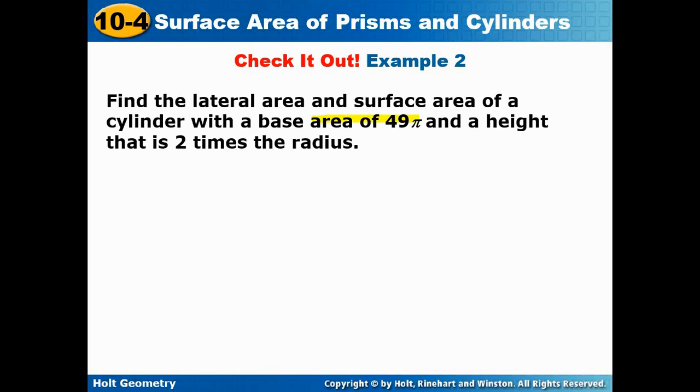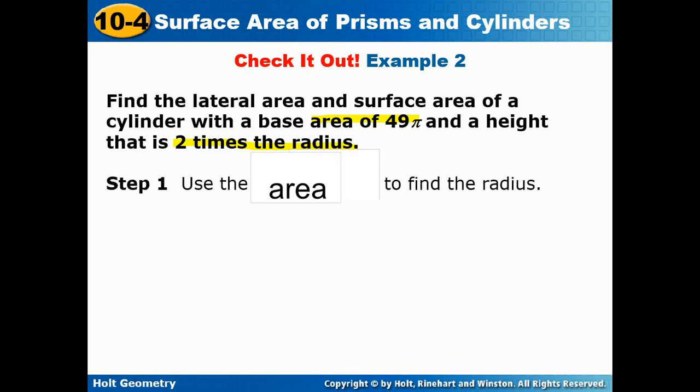It is different than the previous example. There they gave you the circumference, but here they gave you the area and a height that is 2 times the radius. Again, a relation between the height and the radius. So find the radius first from the area's formula, then find the height.